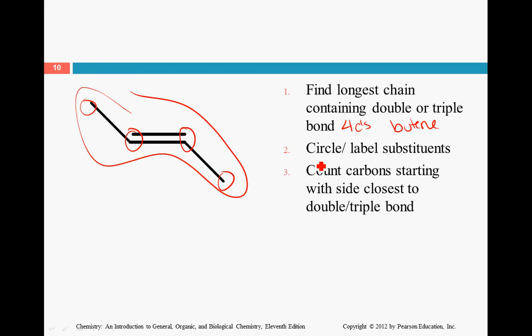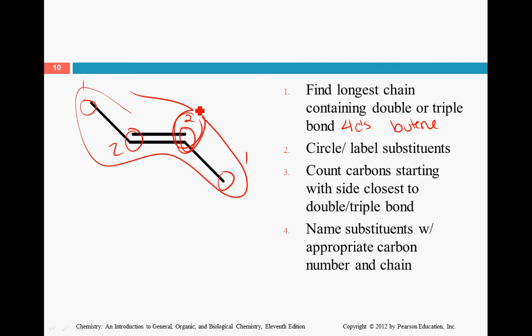Count the carbons starting with the side closest to the double or triple bond. 1, 2 from the left, from the right it's 1, 2. So either way, it's going to be the second carbon. So name it. There's no substituents, so it's going to be 2-butene.